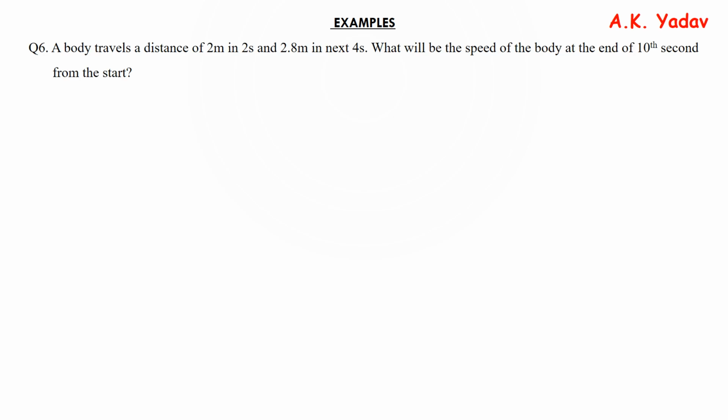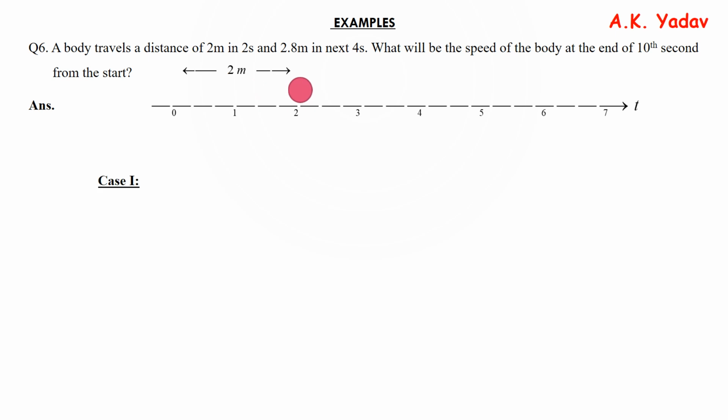A body travels a distance of 2 meter in 2 seconds and 2.8 meter in the next 4 seconds. What will be the speed of the body at the end of the 10th second from the start? Okay, so this is the time. In 2 seconds the body covers 2 meters. So case 1, time is 2 seconds. S is equal to ut plus half at square, that is 2 is equal to 2u plus half a into 2 square. That gives u plus a is equal to 1.